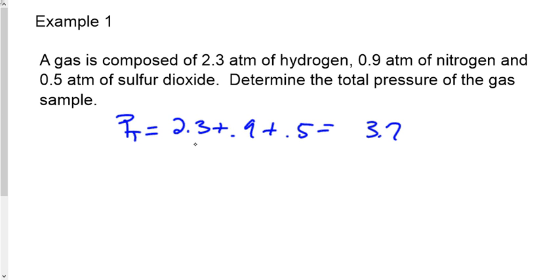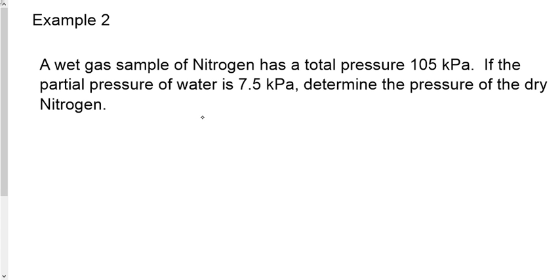Each one of these is called a partial pressure. They are part of the whole. So a partial pressure of 2.3, a partial of 0.9, and this is 0.5. And that's why it's called Dalton's law of partial pressures, because each pressure that makes up the total is part of it. Okay?